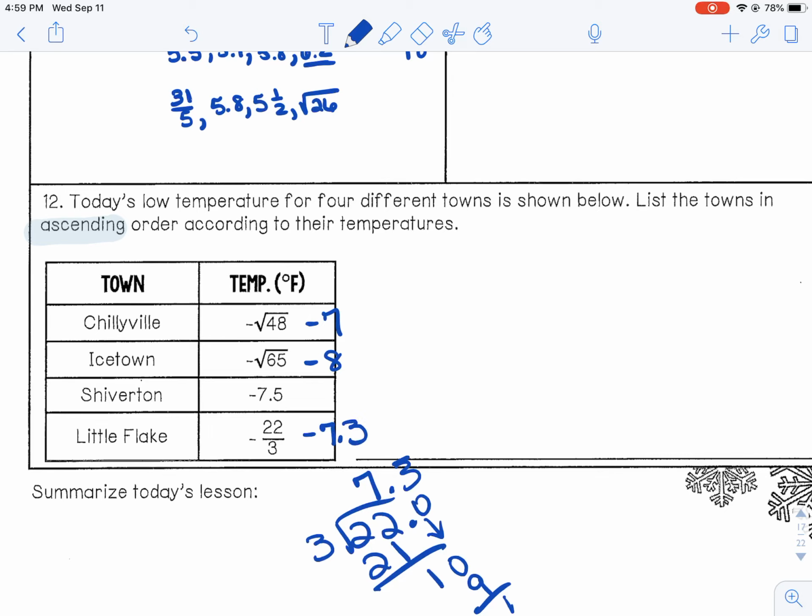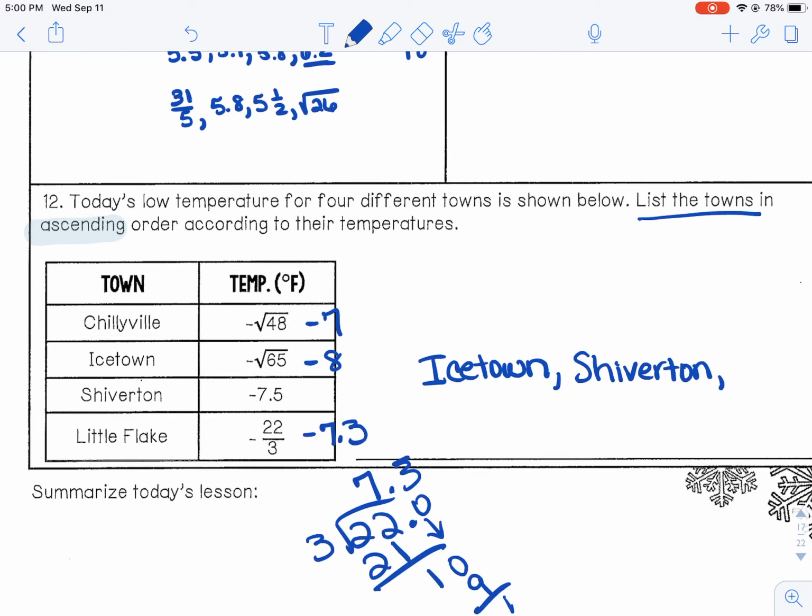Okay, so I've got all my answers that I need. Again, ascending order means to go from the smallest number to the largest. So I need the most negative number. And it asks us to list the towns, so let me do that. The most negative number would be negative 8. So that's going to give us an answer of Icetown. Then the next temperature would be the second most negative number, which would be Shiverton. Love these names. After that, we would have Chillyville left and Little Flake.